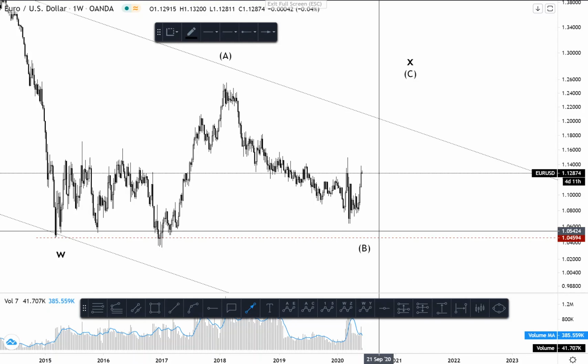Nevertheless, the key point here is that we must incorporate top-down analysis on each pair. We're not going to do this for every pair. However, it's important that we break it down for at least one, so we know exactly what we're doing, and we know that the movement or the primary movement is to the downside.